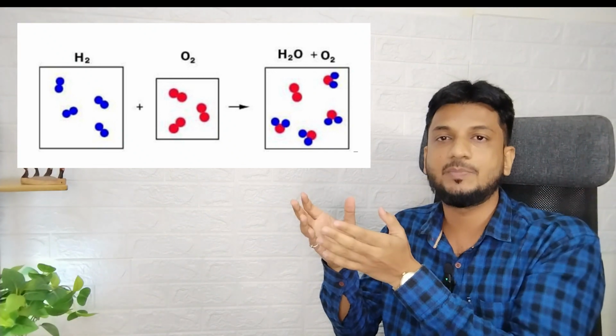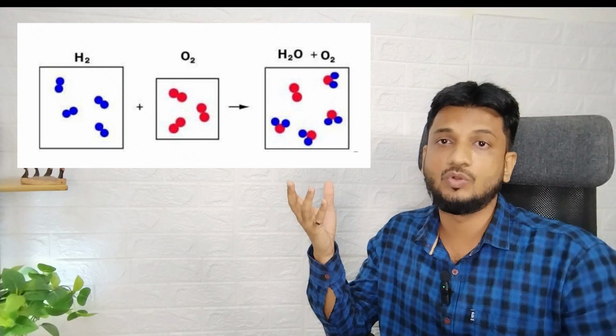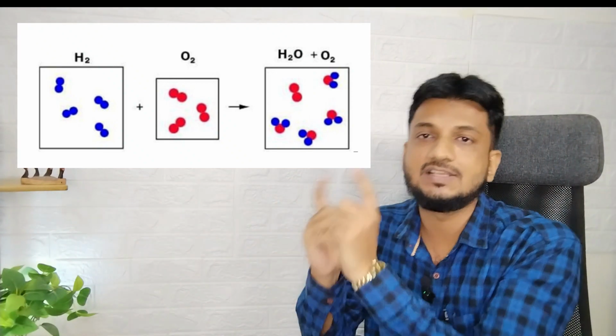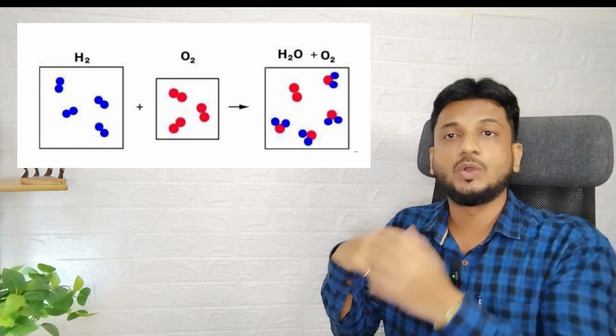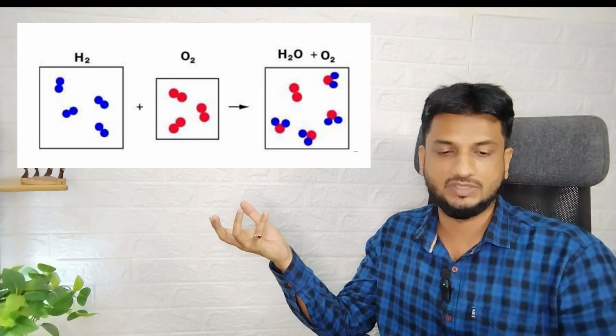But what happens is one of the reagents is always extra and more, and the other one is always less. So the one which is less is called the limiting reagent, and the one which is extra is always obtained with the product at the end of the reaction.